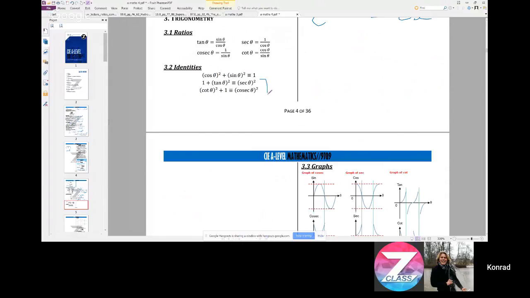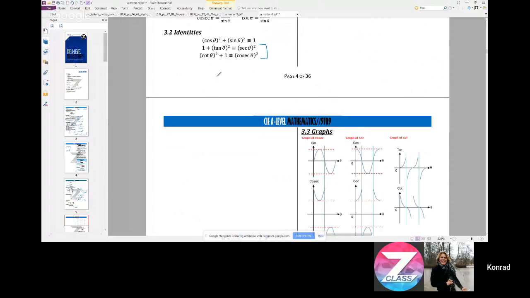It's worth pointing out, sometimes people, I particularly, never remember these identities. They're a pain. It is definitely worth pointing out that these are just this identity at the top divided through by either sine squared or cos squared, right? So you don't need to remember these if you don't want to. You can just divide this through by sine or cos respectively.